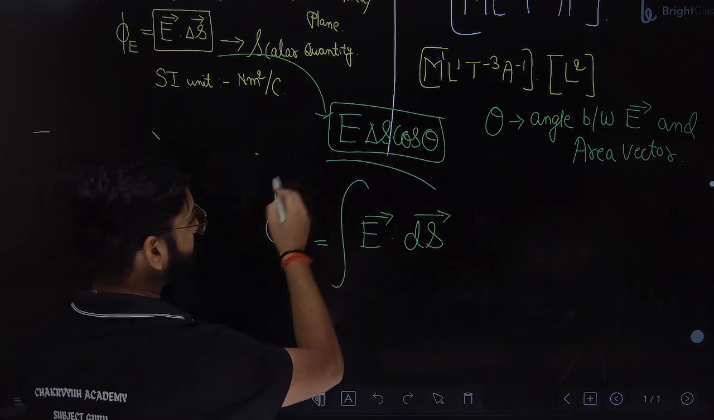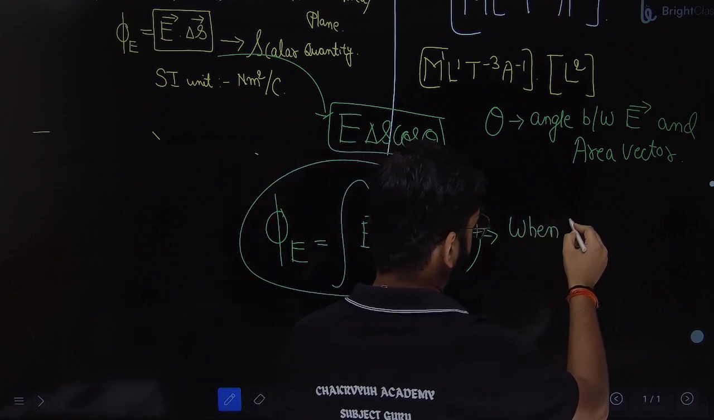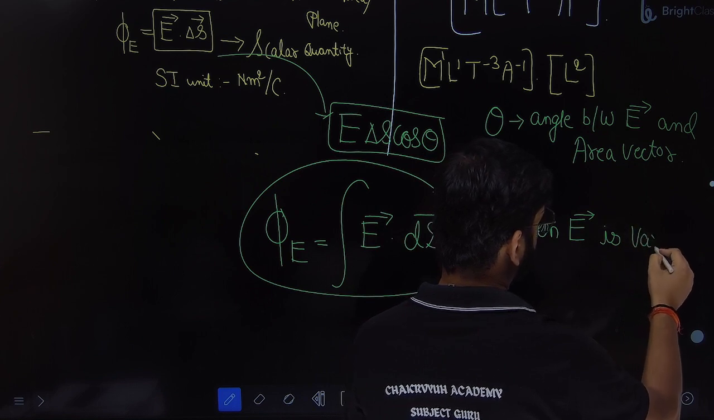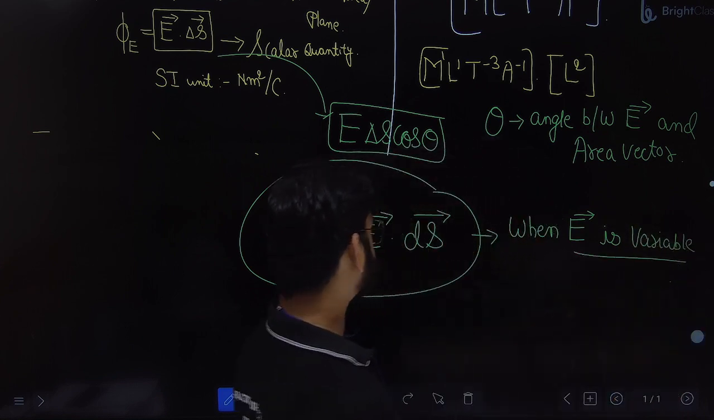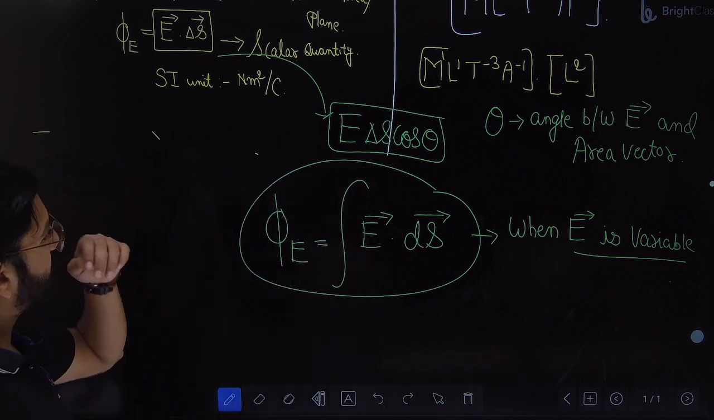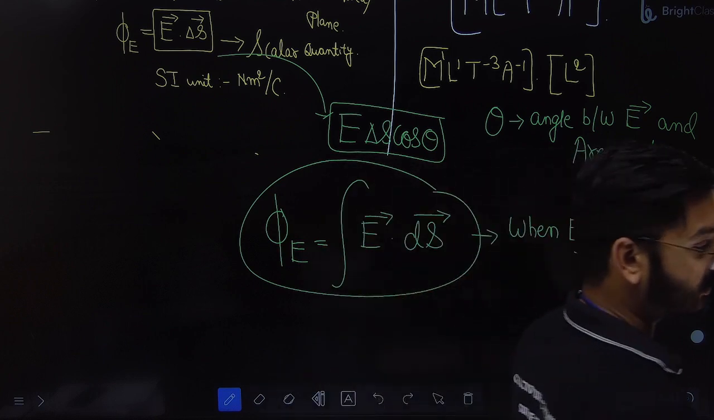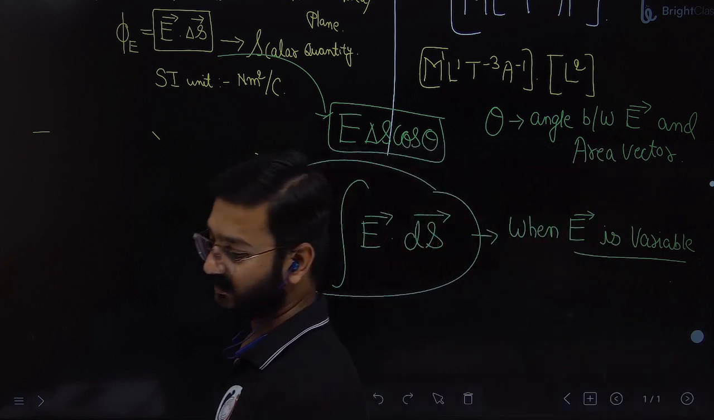So when will you apply this formula? When electric field is not uniform, or you can say when electric field is variable. If electric field is constant, you just do the dot product. If electric field is variable, do the integration.